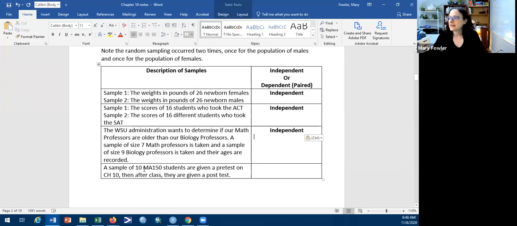And a sample of 10 MA 150 students are given a pre-test on chapter 10. Then after class, they are given a post-test. So this is a single sample. That makes this dependent or paired.